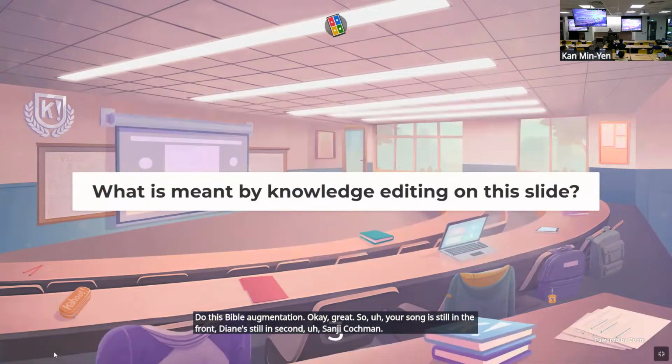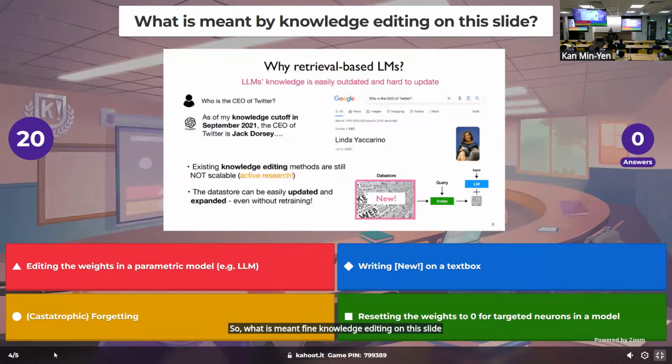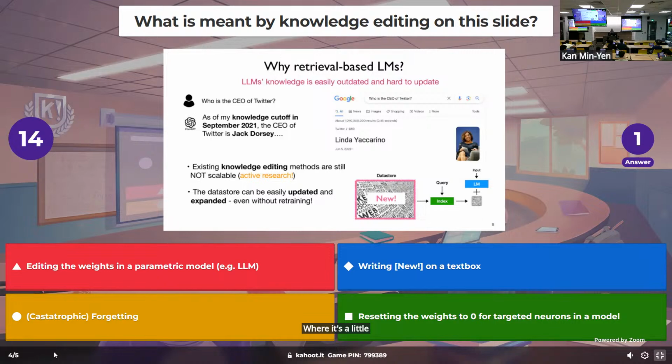Okay. So what is meant by knowledge editing on this slide? Look carefully. This was from our slide deck. There is a little part right here for knowledge editing. So what do we mean by knowledge editing?